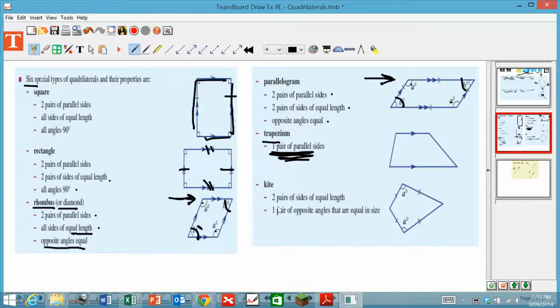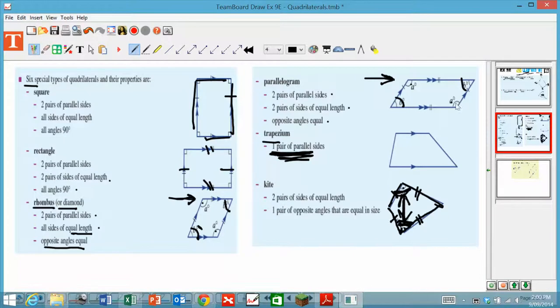And then you've got a kite, which has two pairs of sides of equal length. So here and here, they're equal, and these two bottom ones are equal, and one pair of opposite angles that are equal size. So this angle in here and this angle in here are going to be equal, but these other two are not going to be equal. It's only these two angles, where the two sides of different lengths meet, that create the equal angles opposite each other.